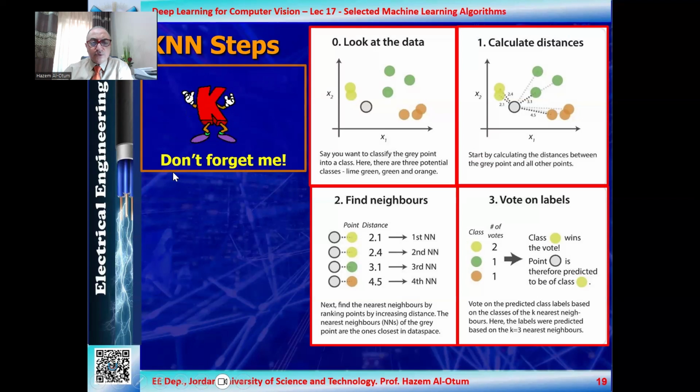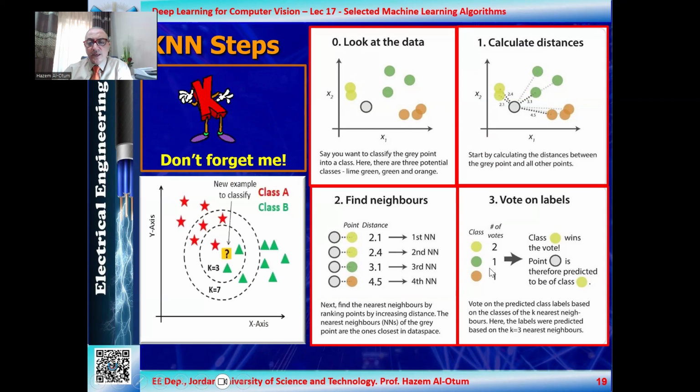So don't forget about k. What is k in this situation? For example, here we have used k equals 3. In this case, we take only the first 3 lowest distances to the surrounding samples of different classes. Let's talk about this.